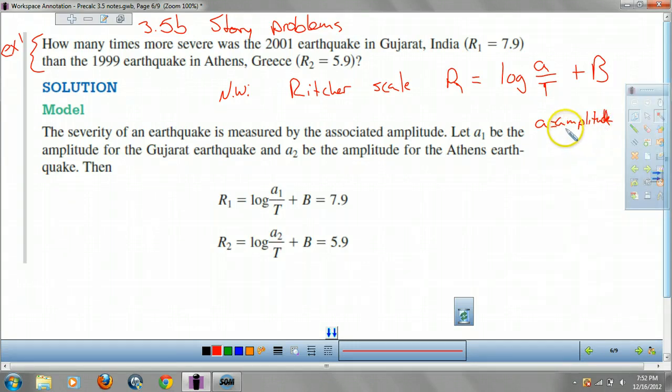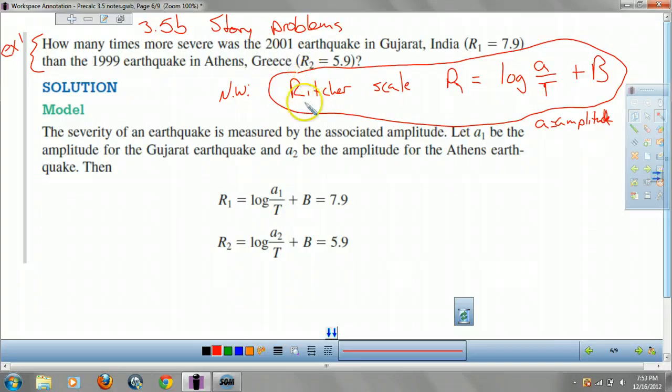So we're going to do this example. Make sure you have that written down, guys. It's going to come up. Let's try this beast. The earthquake in Garahat, India was 7.9. The one in Athens, Greece was 5.9. So we've got to figure out what the difference was between those in terms of amplitude.